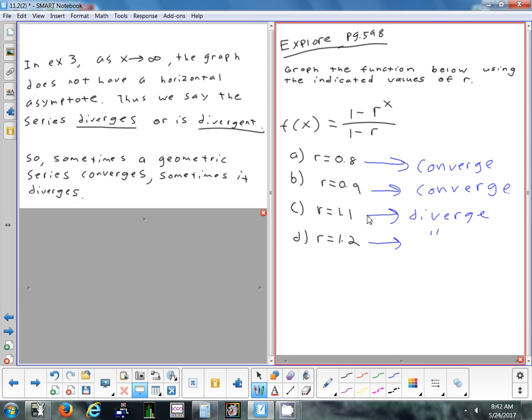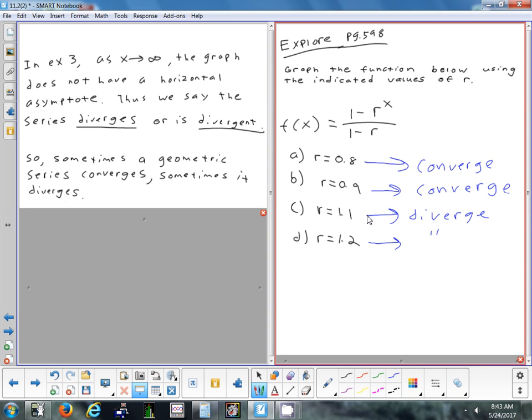All right, so what do you think the rule is here? When does a geometric sequence converge, and when does it diverge if you add it up? It converges when r is less than 1, and it diverges when r is greater than 1. So what if r was like -5? That is less than 1.